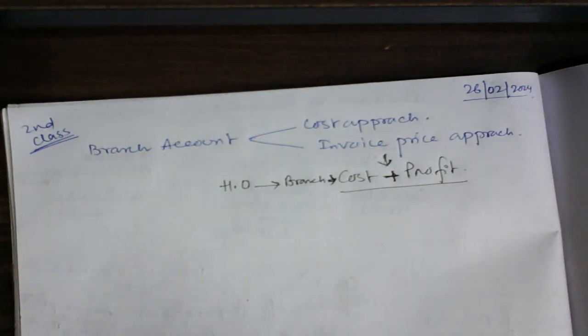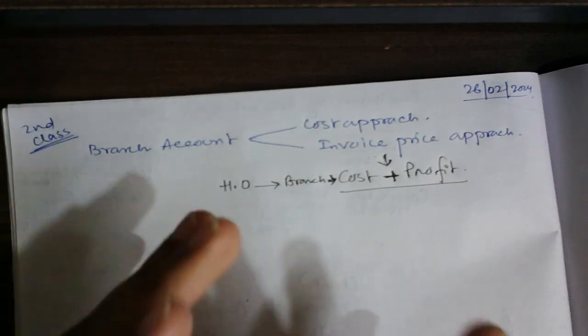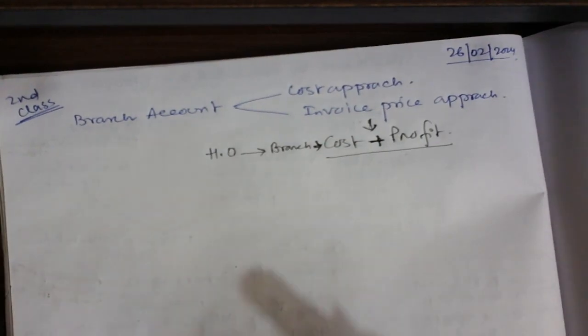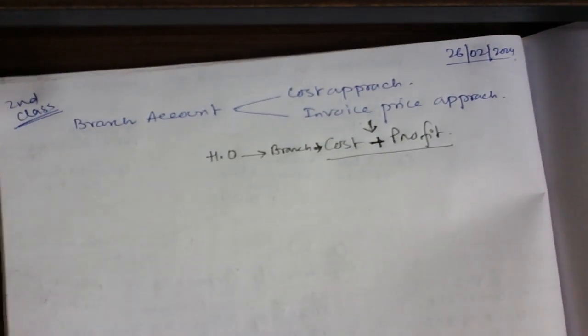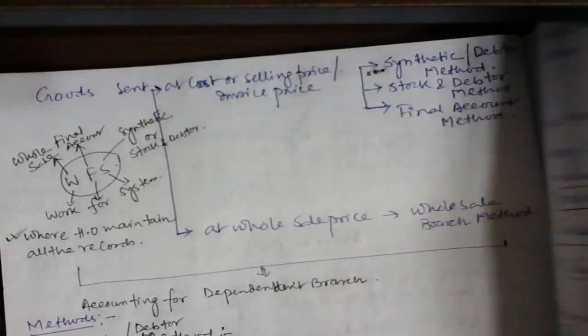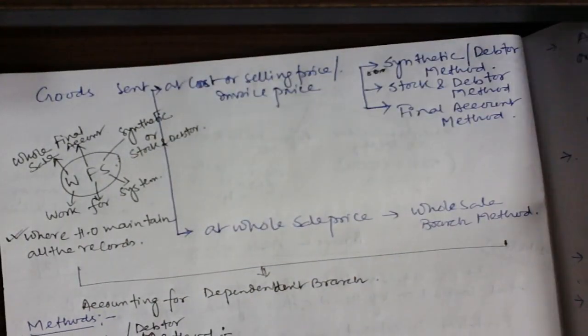Okay, clear? So now, what is the meaning of this cost plus profit? Before that, we need to have a good outlook on what is cost and what is invoice price, etc. That you need to understand first. Okay, what is meant by cost and invoice price, we need to understand. Now I am going to give you the insight regarding cost and invoice price.